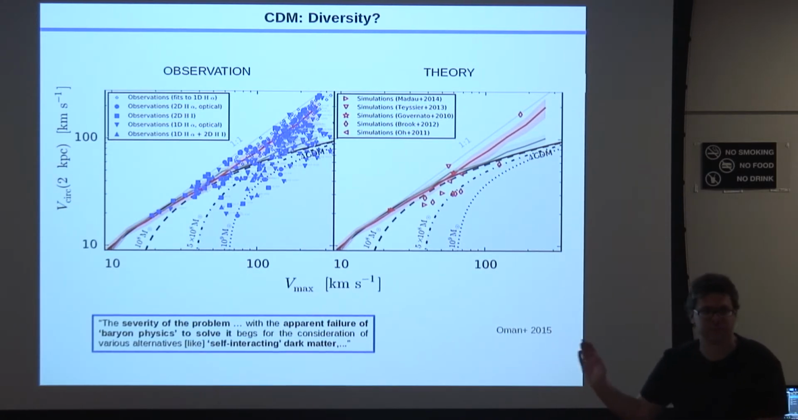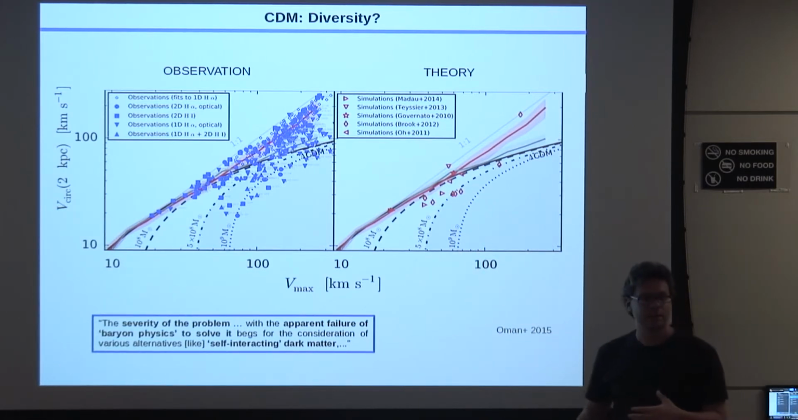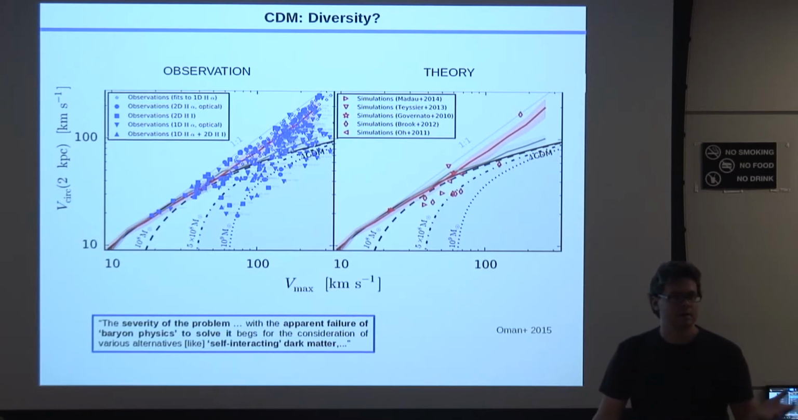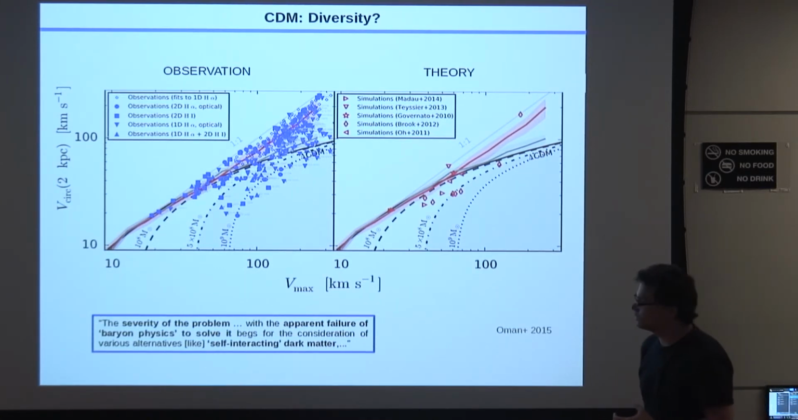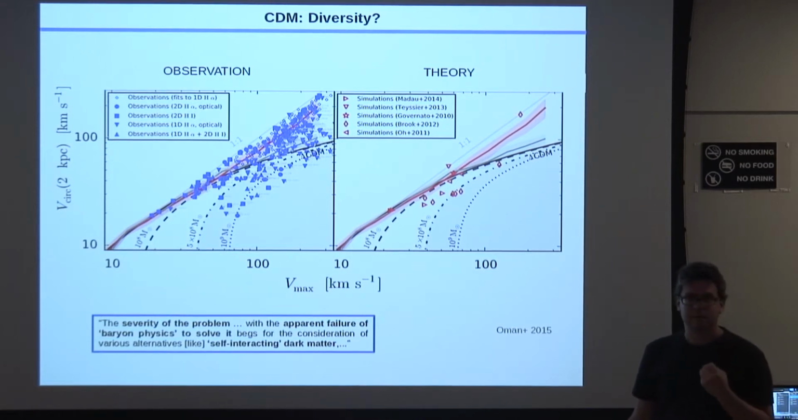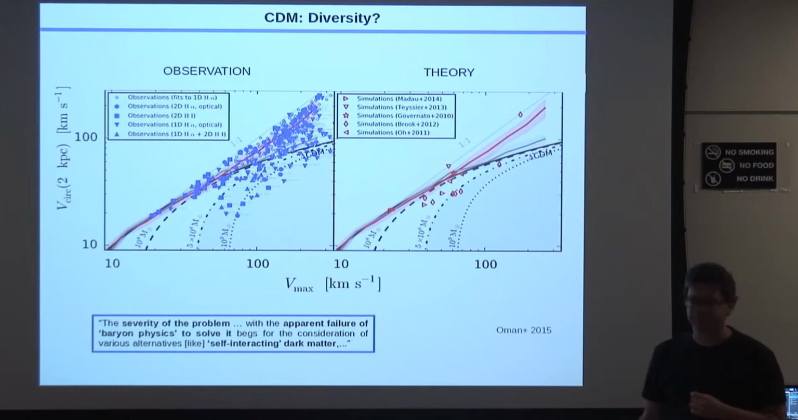The problem with the diversity problem is that you can really only talk about this if you do hydrodynamic simulations, because all these points are essentially hydrodynamic models. And the problem there is, as you will see tomorrow, there's a huge range of uncertainties in how you model the hydrodynamics and the star formation and everything. So it's not as clear cut as the too big to fail, but it is a severe problem.